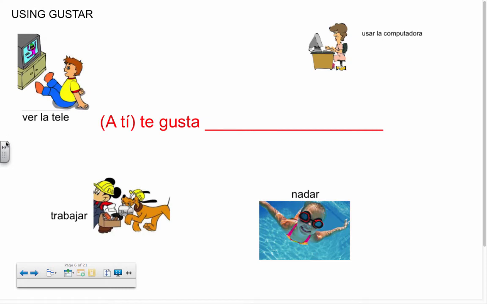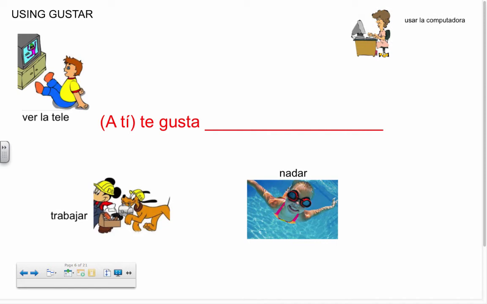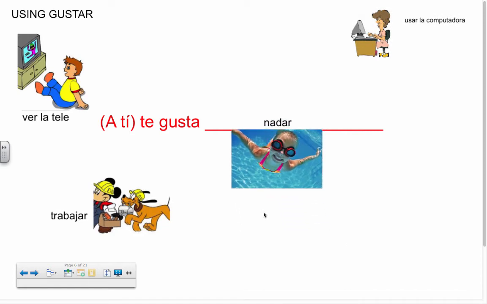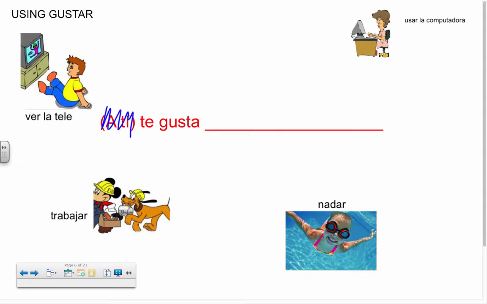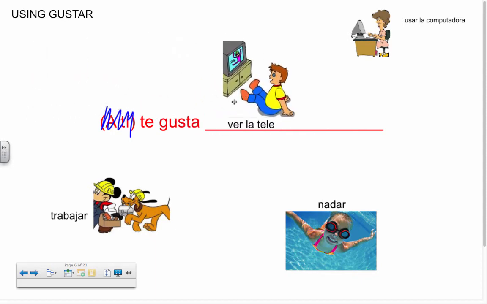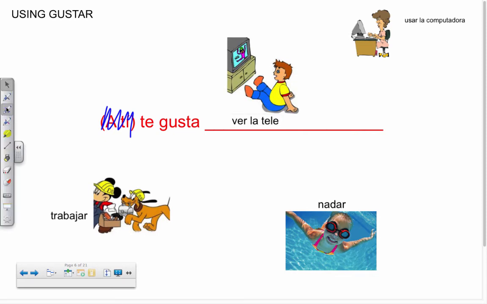Entonces, a ti te gusta usar la computadora. You like to use the computer. Or a ti te gusta nadar. You like to swim. And just like before, I can always take out this a ti and just keep saying it. Te gusta ver la tele. You like to watch TV. Or te gusta ver la televisión.